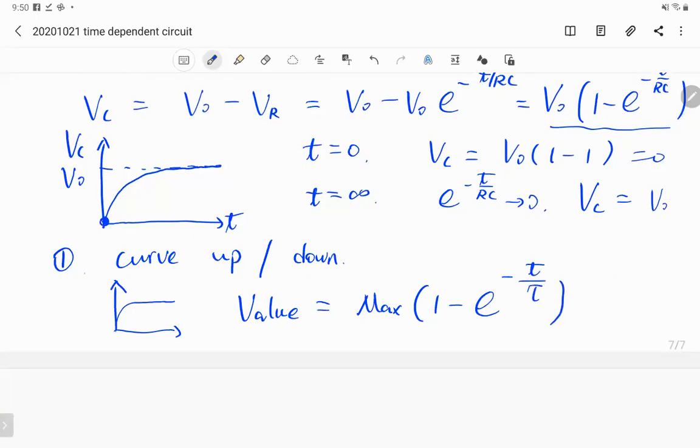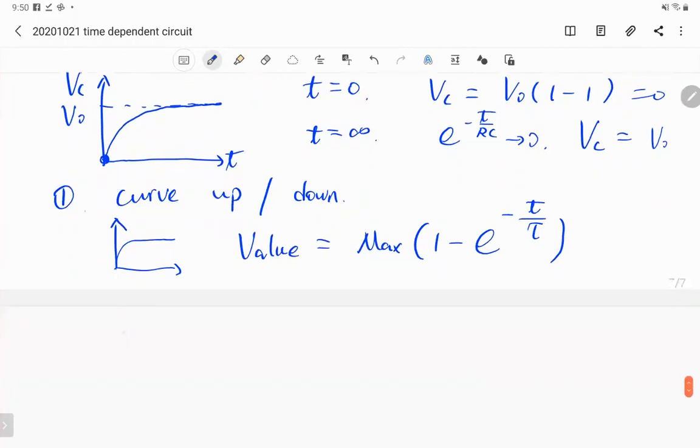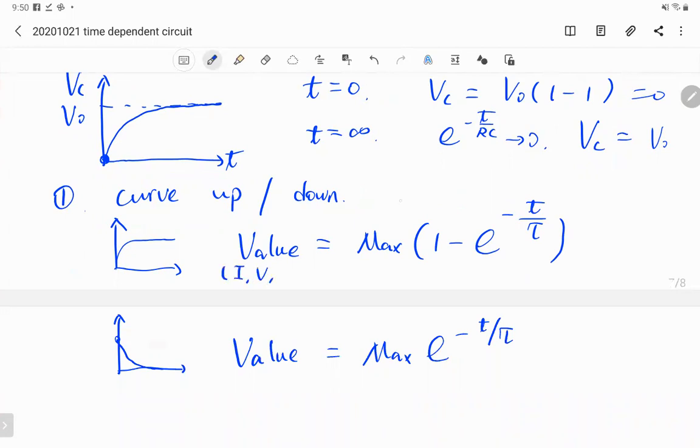You can write this on the equation sheet. And if it drops down, then the expression will be the maximum value times exponential of negative t over tau. And the value could be current, voltage, charge, or electric field. And the maximum should be maximum current, maximum voltage, maximum charge, and maximum electric field.